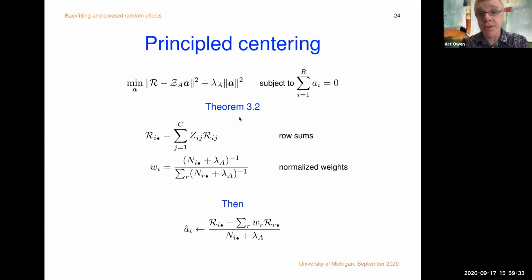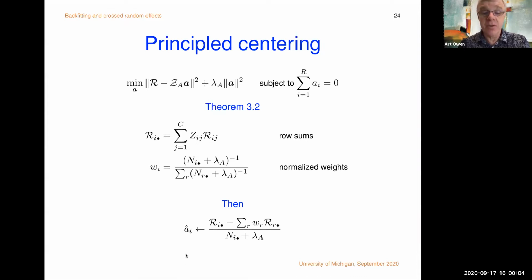We can be a bit more principled about our centering. If we minimize over A, here's an arbitrary response regressed on the A's with a ridge penalty, and the A's sum to 0. Okay, well, you can work out the minimum of that quadratic. And if we take the sum of that response in row i, and we put weights that are inverse to n plus lambda, okay, so inverse to sample size, but normalized.